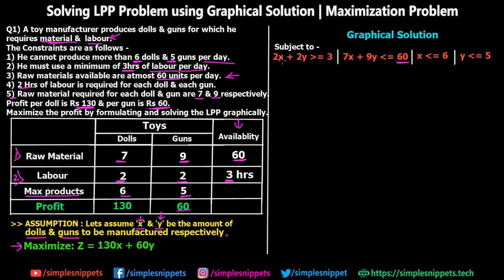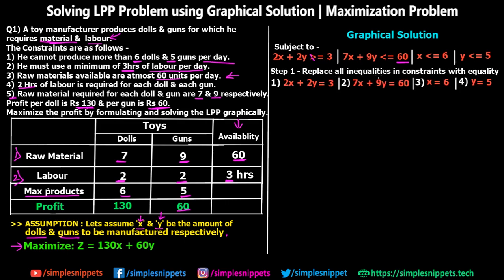And now we can go ahead and start off with the graphical solution. So let's start off with the graphical solution, and step number 1 is to convert all these inequalities into equations. So we just have to remove all these less than and greater than or equal to signs, and we should only have equal to signs. So let's do that. Okay, so step number 1: replace all inequalities in constraints with equalities. So we just removed the less than and greater than or equal to signs, and we are left with 4 equations. Now step number 2 is to actually find out the coordinates which we are going to be mapping on the graph.